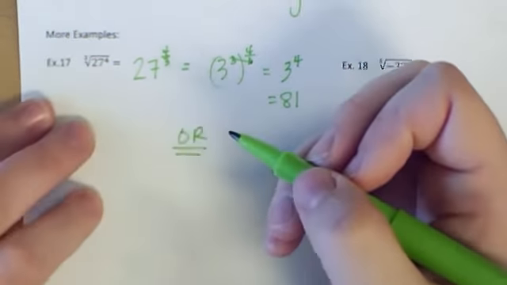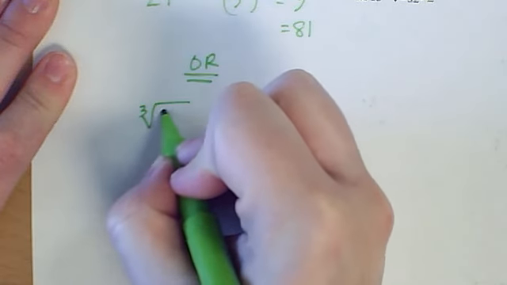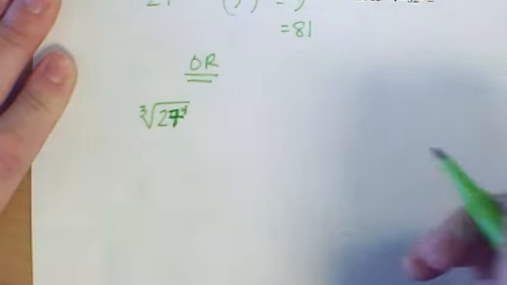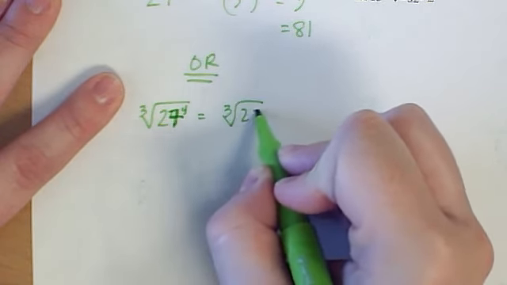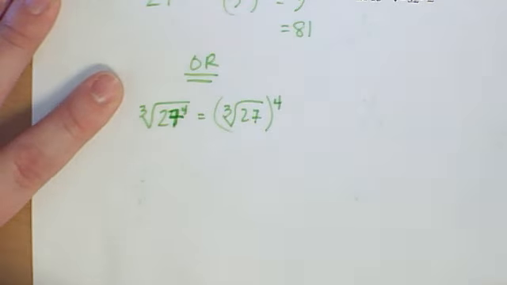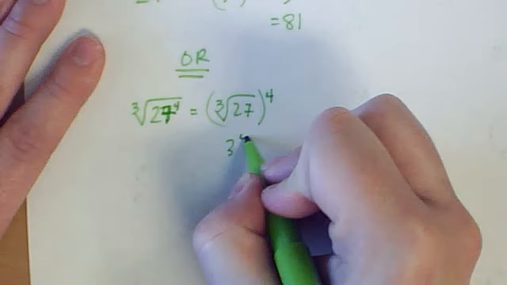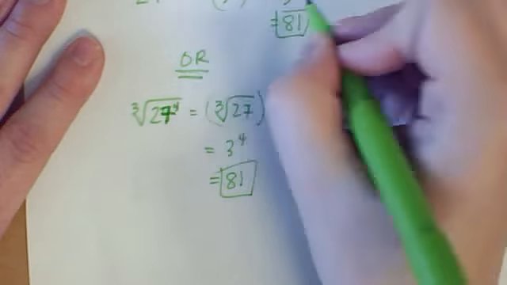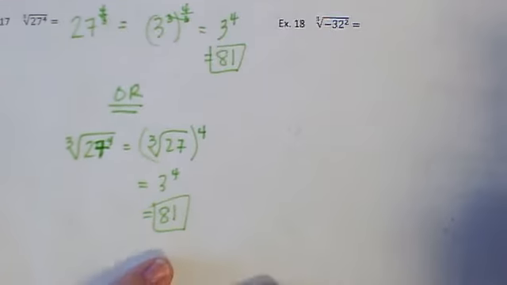Or we could leave it as the cube root of 27 to the 4th, oops, that should be 27. Since that can be rewritten as the cube root of 27 to the 4th that way, I know the cube root of 27 is 3, so from that way I get 3 to the 4th, and 3 to the 4th is 81. So either way we solved it, we got the same answer. It just depends on how your brain works.